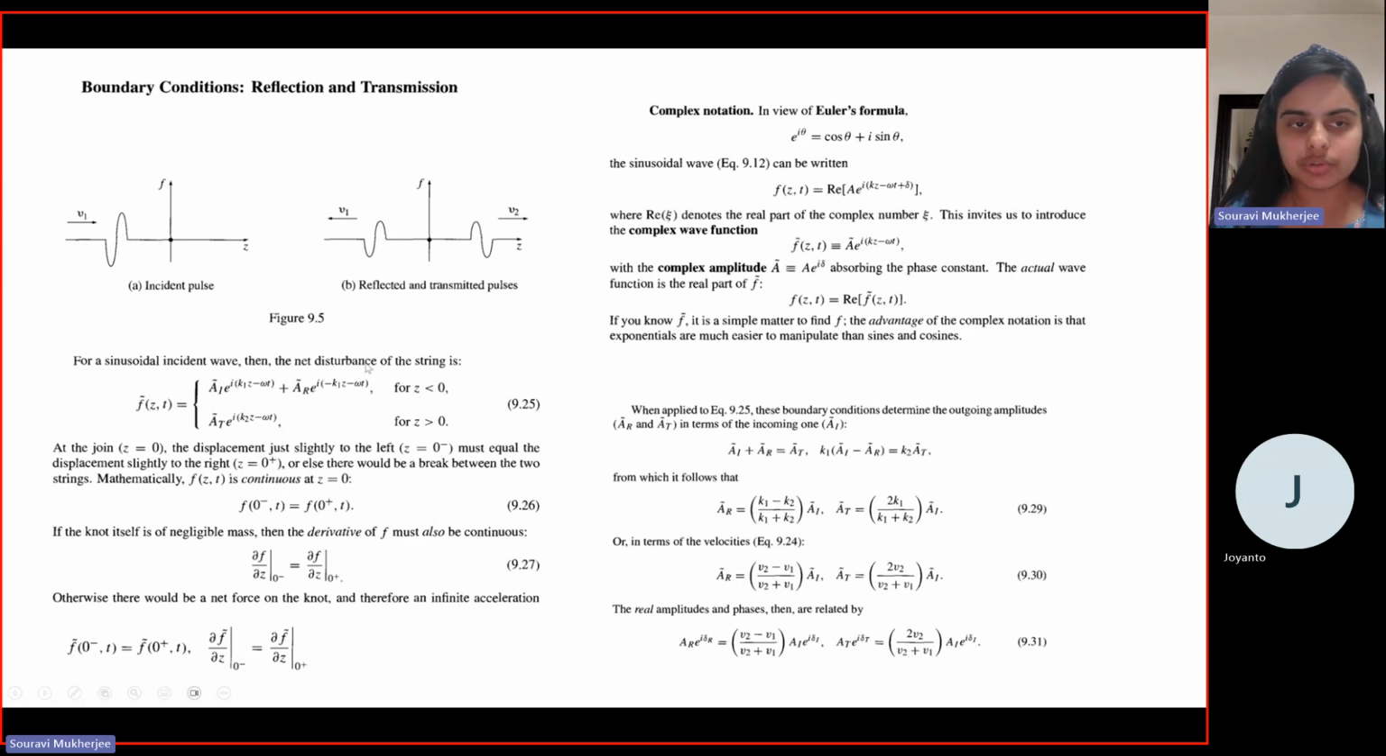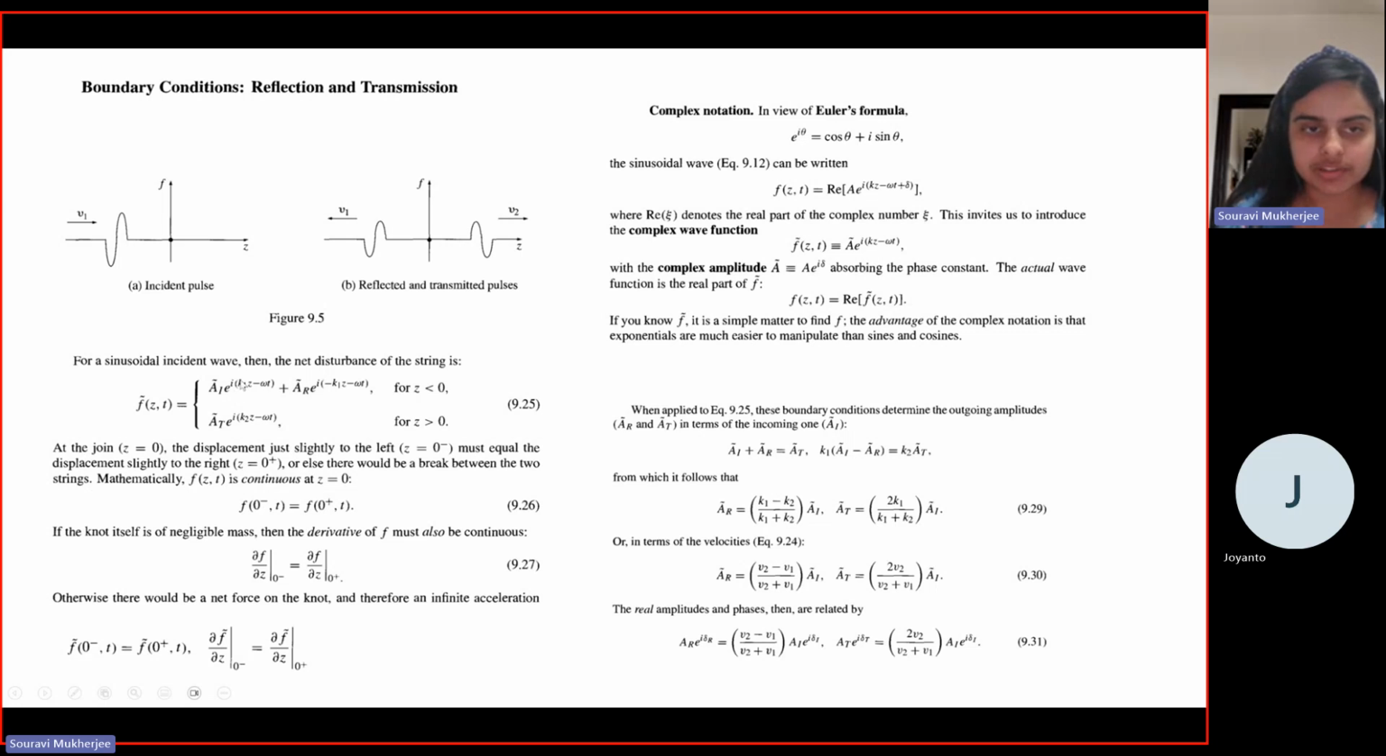So that means when you have an incident sinusoidal wave, and it passes through an interface, one can expect two things. One is that some part of the wave will be reflected back, and some part of it will be transmitted. So if you write it mathematically in terms of a wave function, you write it as something like this.